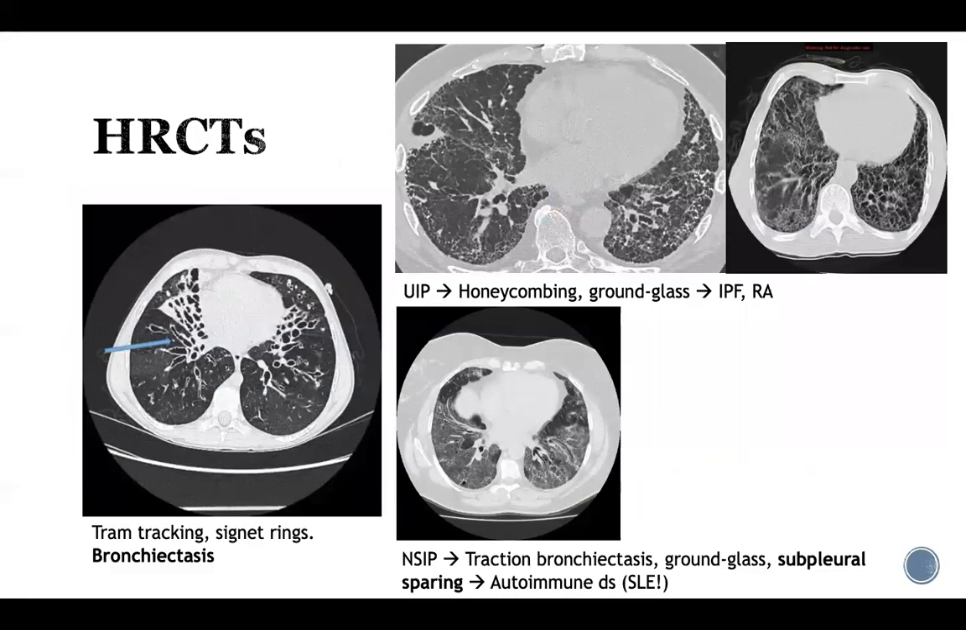Next. This is what it can look like on HRCT. So HRCTs are used for your R2 conditions. Almost everything in R2 you can do a HRCT on. So if you see bronchiectasis, you do a HRCT. If you think that it's fibrosis, you do a HRCT. You think it's sarcoid, you do a HRCT.